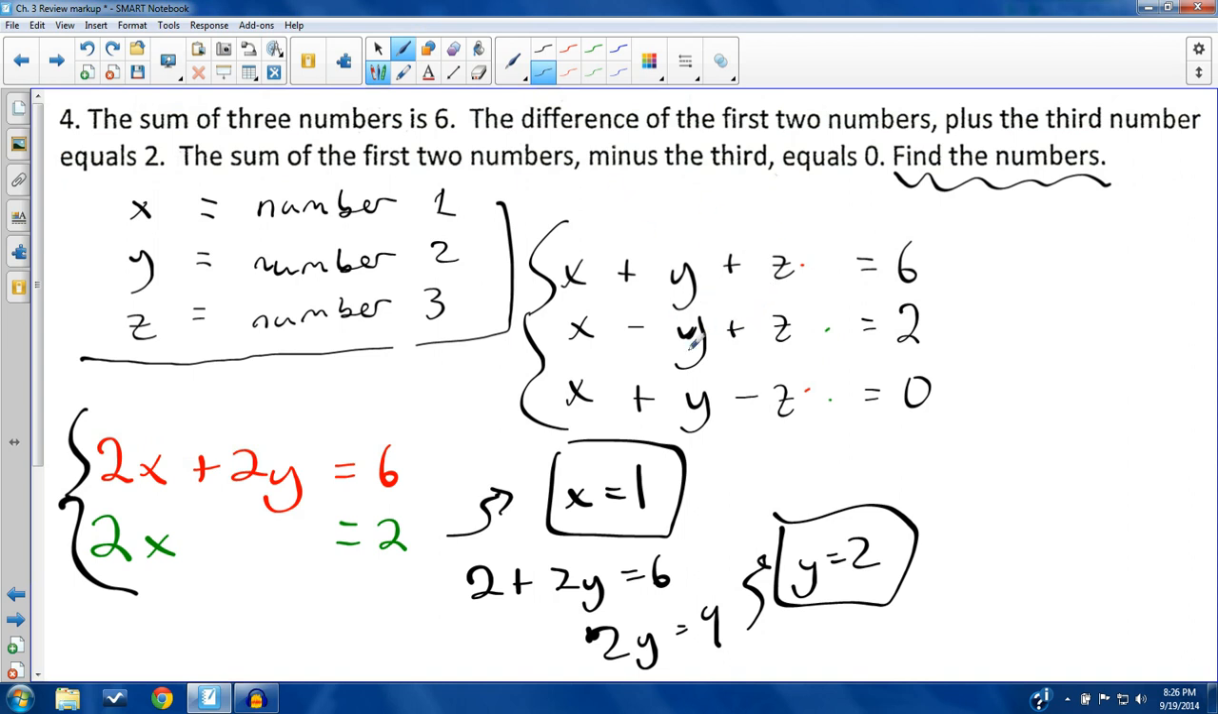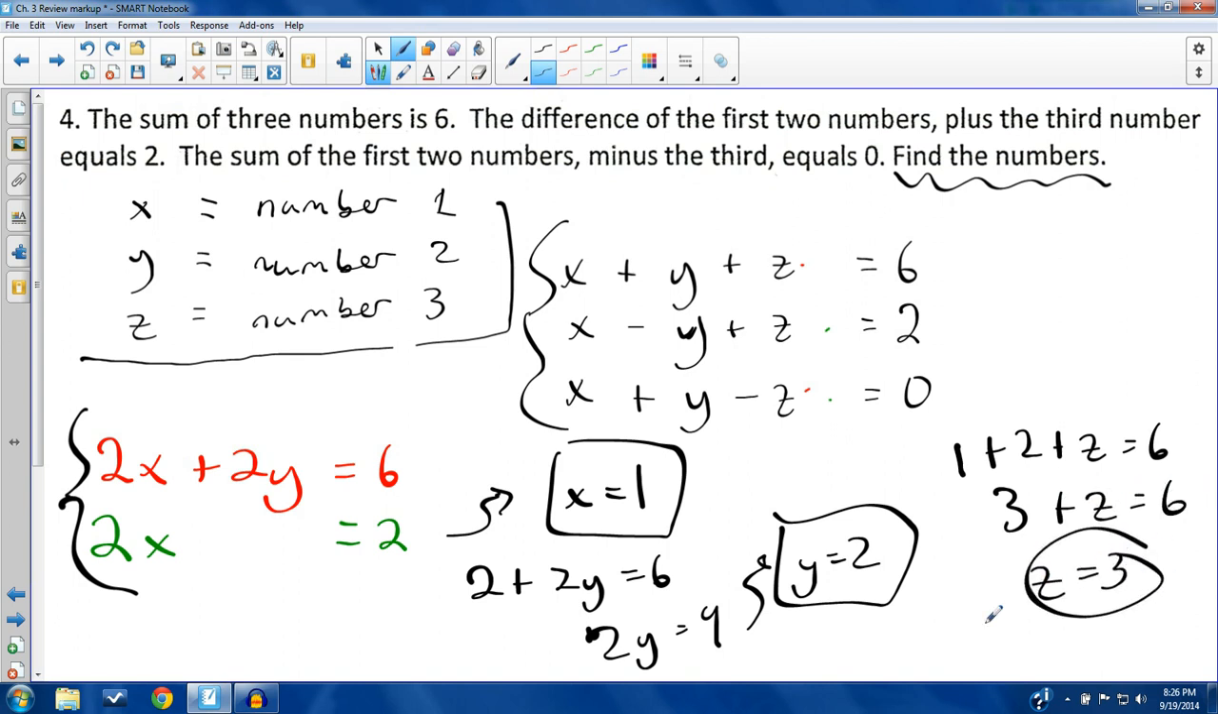Anyway, you choose any equation for z. Let's just choose the top one. Let's do it. 1 plus 2 plus z, that rhymes with 3. 3 plus z equals 6, and z equals 3. Take a look at that. That's another ordered triple. We get 1, 2, and 3. What are the odds? Honestly, I didn't know that. This is my first time doing this. Okay, so we got 1, 2, and 3 as our answer. We found the numbers. That's the important part here.